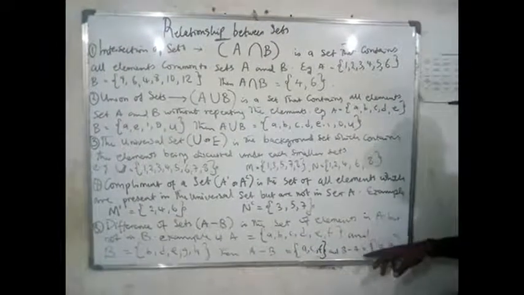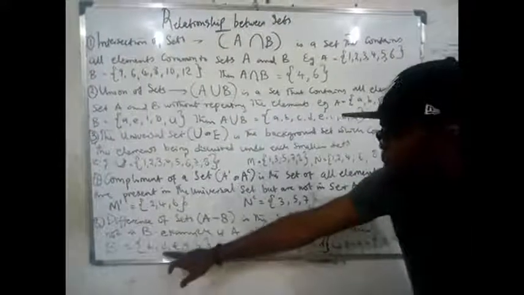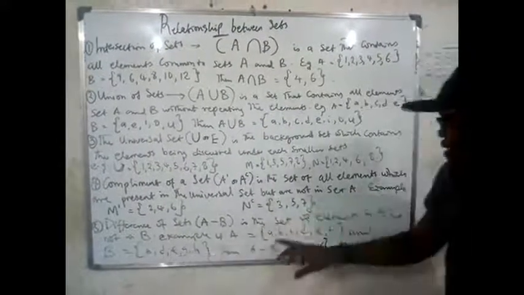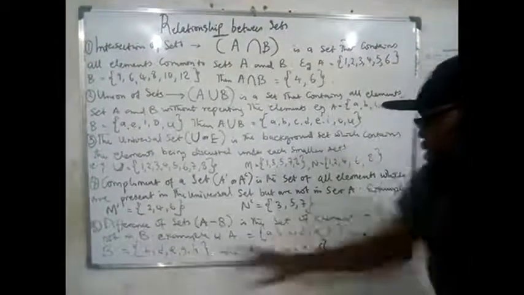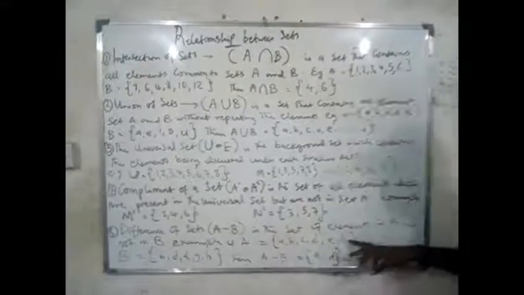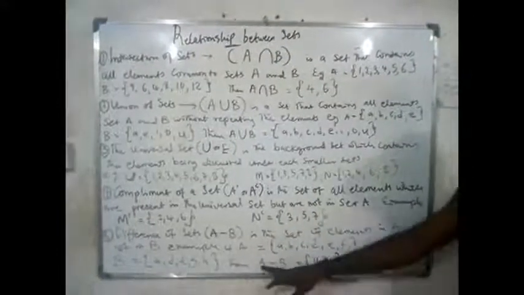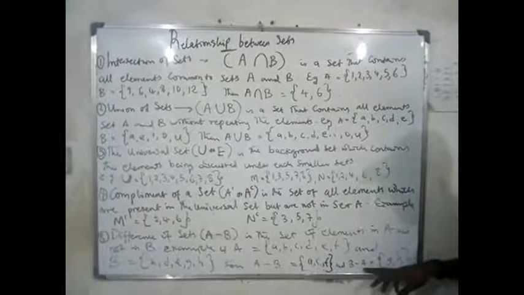But B minus A are the elements that are in B that are not in A. So if you look at A, B, what are the elements here that are not here? Talk about G. There is G here, but there is no G here. Talk about H. There is H here, but there is no H here. But then you can see that A minus B is not the same thing as B minus A. Can you see that? They are not the same. So you have to do it carefully.